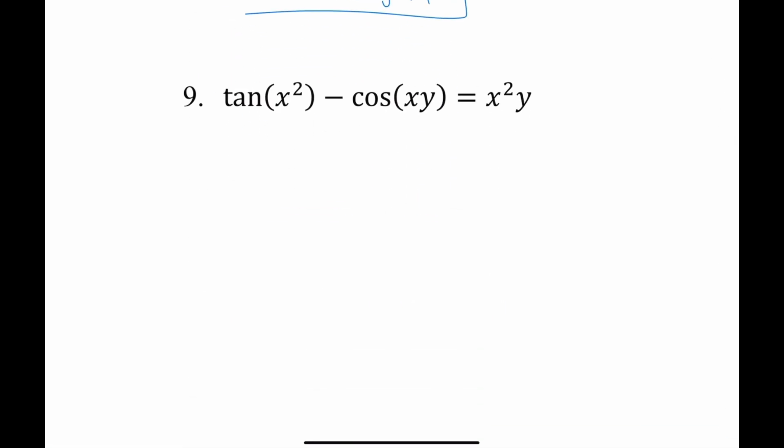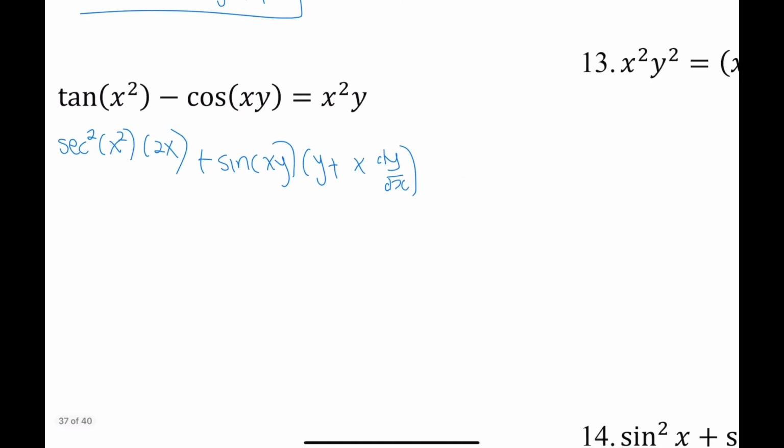Okay, number 9, we have secant squared, right? And then x squared and then 2x, right? Chain rule, plus sine xy, and then we have to do product rule. So y plus x dy/dx. Okay, and that's equal to 2xy plus x squared dy/dx.